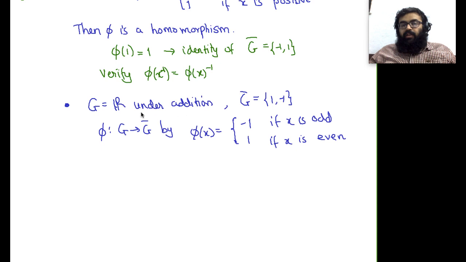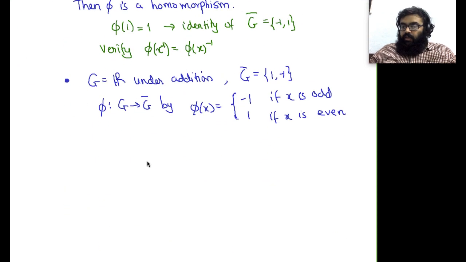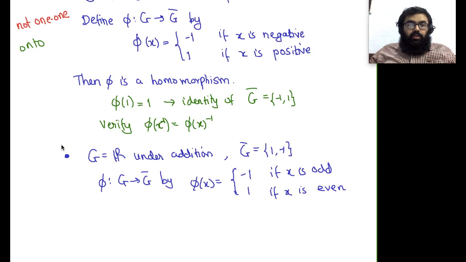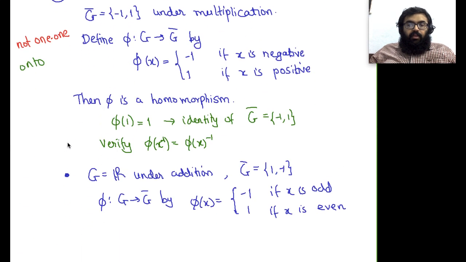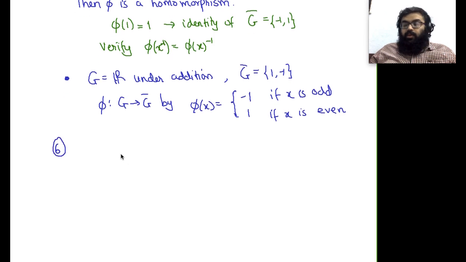But then you have to modify this. Here we had considered R star with multiplication. Here we have R with addition. Okay, so this was example number 5. Example number 6. Maybe you have studied this already in B.Sc. We consider G equals Z, the additive group of integers under addition.